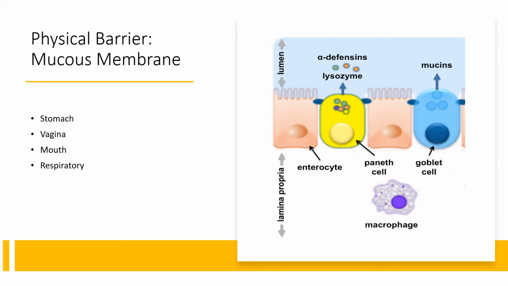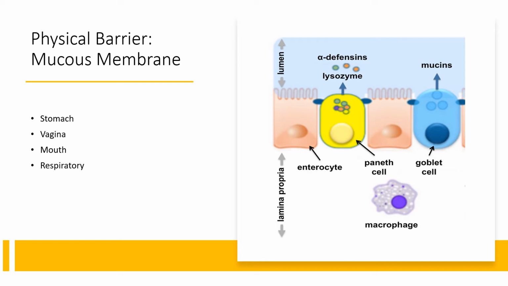Another type of physical barrier are the mucous membranes. The mucous membranes line the digestive, respiratory, and urinary tracts. Like the skin, they are composed of tightly packed epithelial cells, but unlike the skin, it is a very inviting place for microbes to live. It's warm, nutrient-dense, and protected from outside forces. This means the mucous membranes are more prone to infection than the skin, but it has its strengths as well.